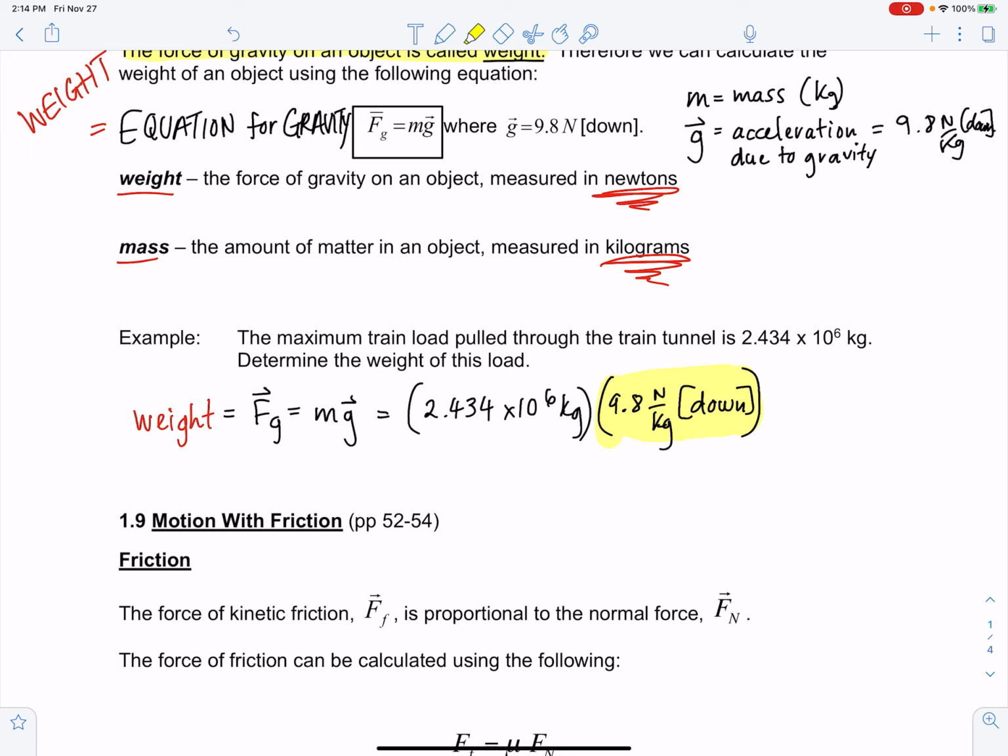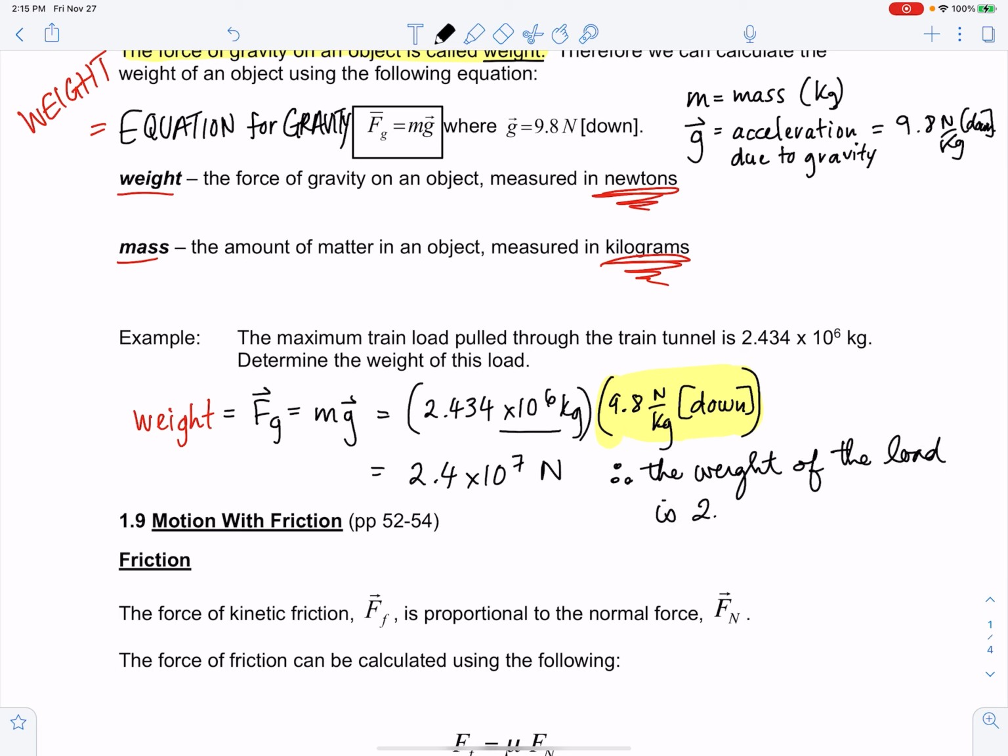So let's punch this into our calculator, and carefully, because we have scientific notation, so make sure you punch this in correctly. 2.43 times 10 to the power of 6 kilograms times 9.8 ends up being 2.4 times 10 to the power of 7 newtons. Therefore, the weight of the load is 2.4 times 10 to the power of 7 newtons.